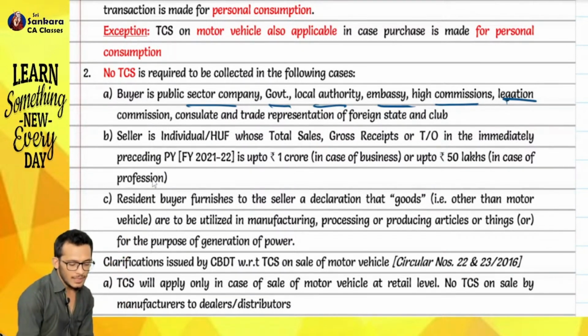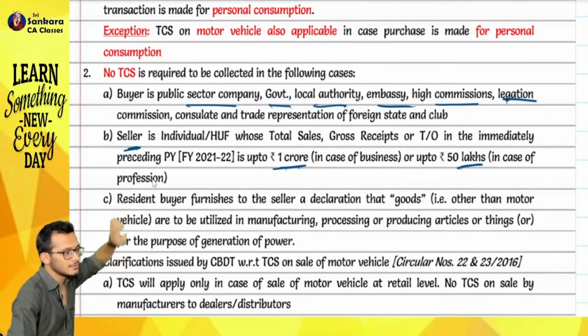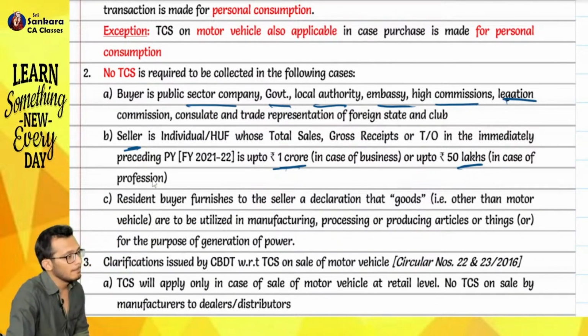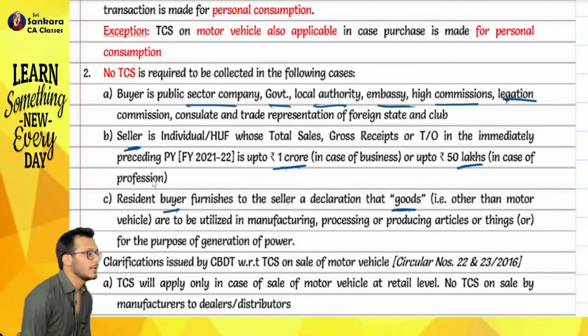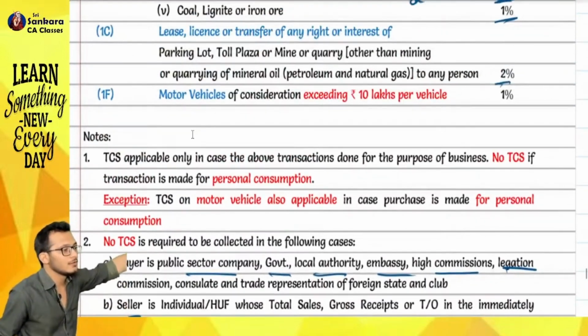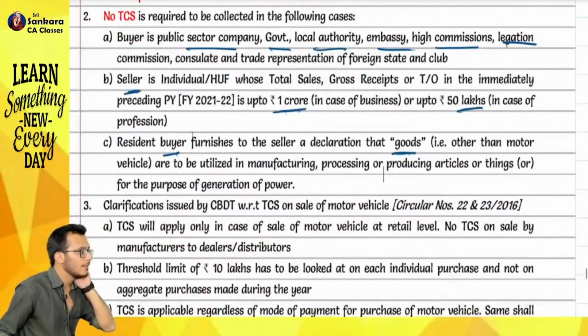Next, if the seller has a turnover of less than 1 crore or a profession of less than 50 lakhs, we said that was the seller case. There we looked at the buyer, now we are looking at the seller. If the seller has a turnover less than 1 crore or 50 lakh rupees, then also TCS will not apply. Then, if the buyer furnishes a declaration to the seller saying that the goods are going to be used for further processing, whatever products you purchase will be used for further processing. In that case, TCS will not apply.